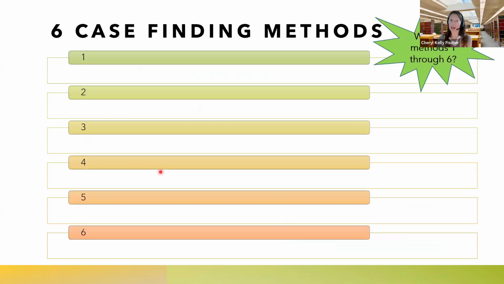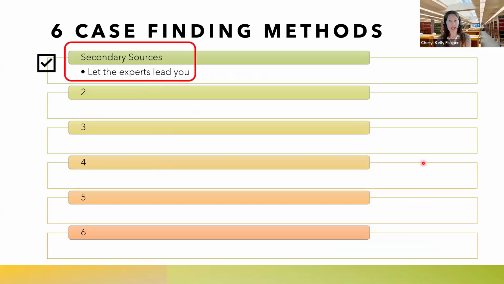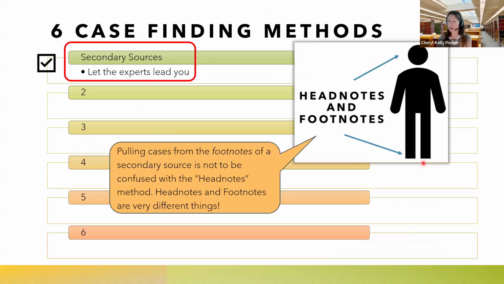So, what are case finding methods 1 through 6? Let's review. Number 1 is secondary sources. I sometimes see students claim to be using the headnotes method when they are pulling cases from the footnotes of a secondary source. So to be clear, headnotes and footnotes are very different things. So please ask if you are confused.